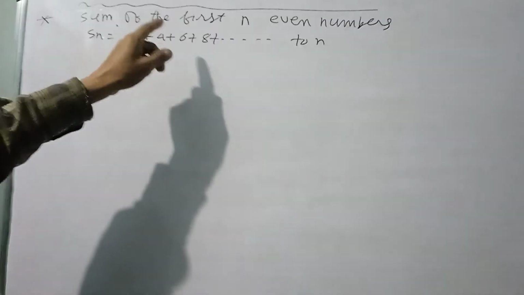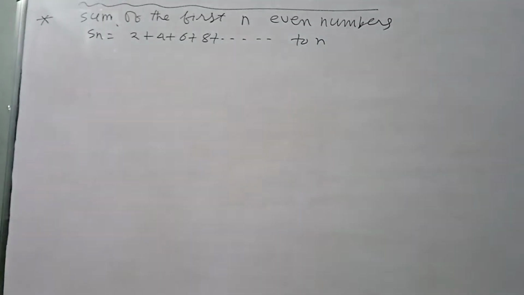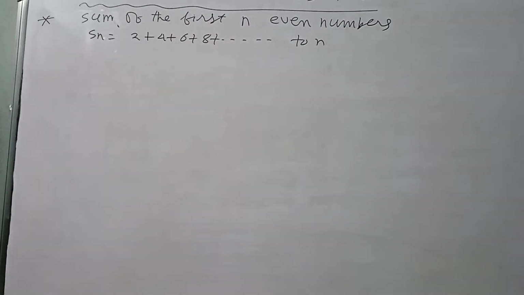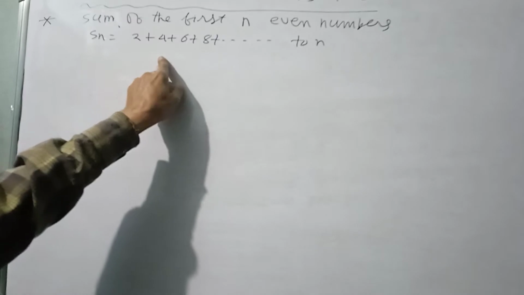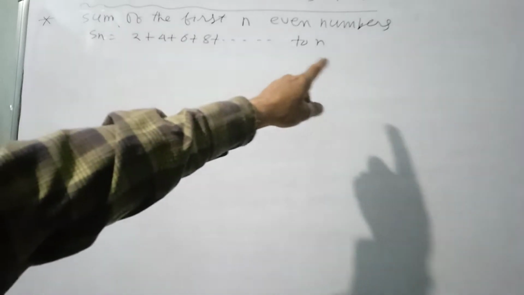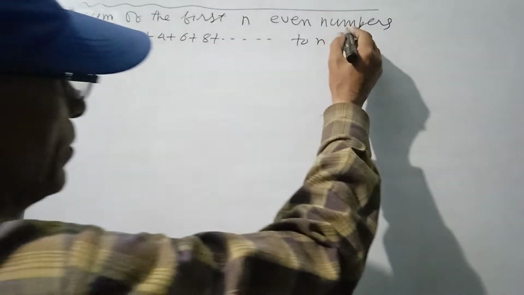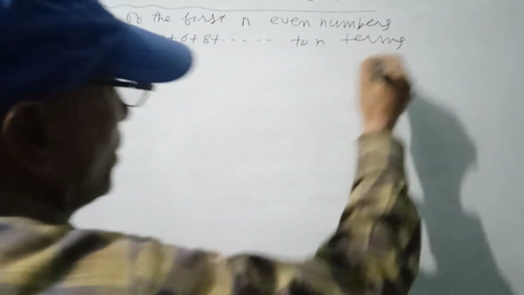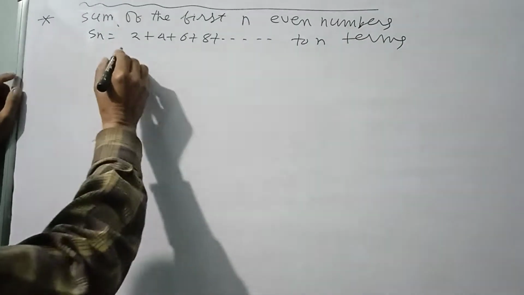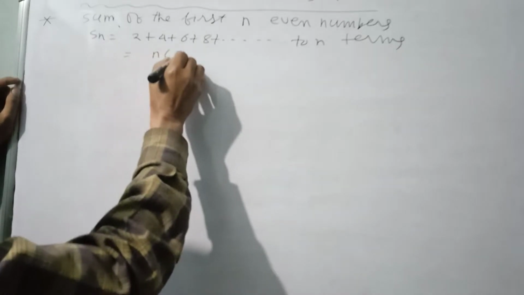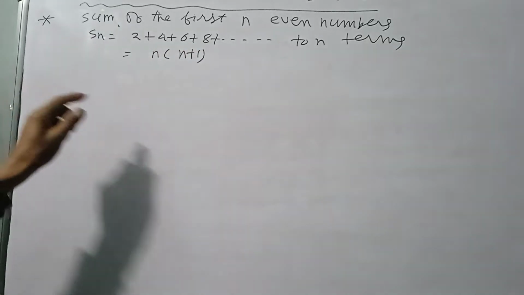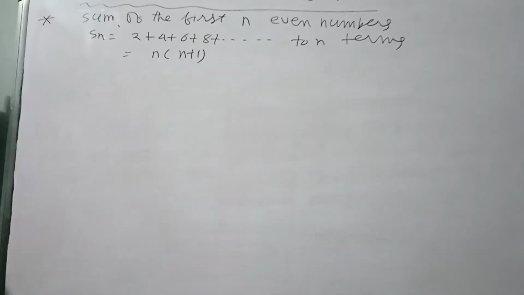Good morning. Sequences and series, part 2. Sum of the first n even numbers: Sn equals 2 plus 4 plus 6 plus 8 plus 10 plus dot dot dot to n terms. What is the sum? The sum is n into n plus 1.